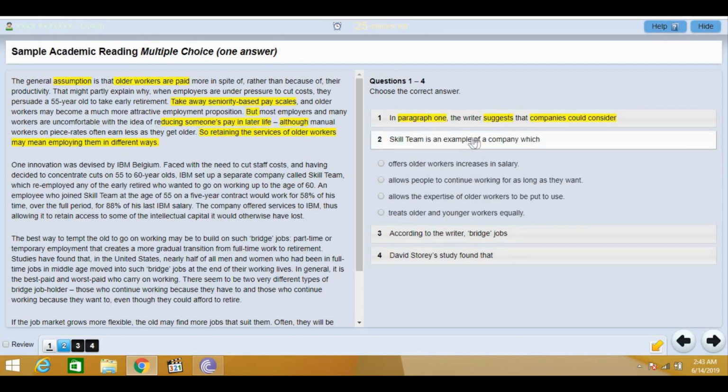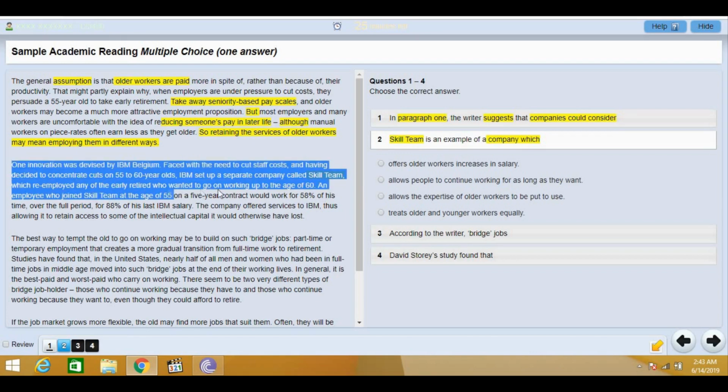Skill team is an example of a company which... Skill team is a good word for us to scan. We have to find an example of a company which. Now our eyes must run for the word skill team. This is scanning. When I did scanning, I found the word skill team. Then what we do is read around this paragraph in order to find the answers. Right.